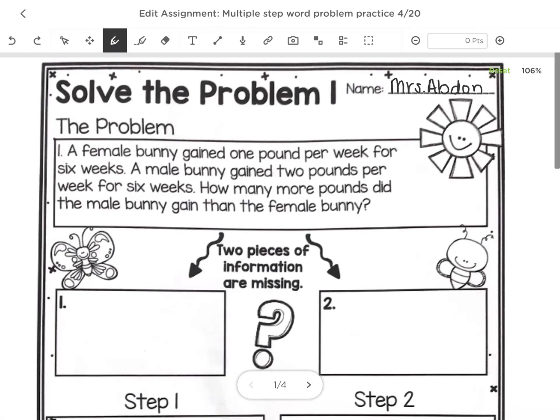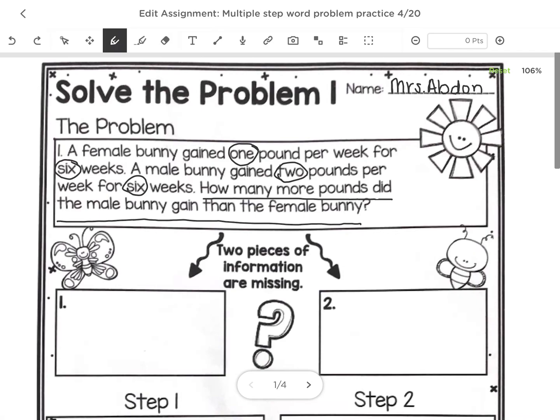So, our problem states a female bunny gained 1 pound per week for 6 weeks. Don't forget to go ahead and circle numbers that you see. A male bunny gained 2 pounds per week for 6 weeks. How many more pounds did the male bunny gain than the female bunny? So, what we need to find out first are two pieces of missing information.